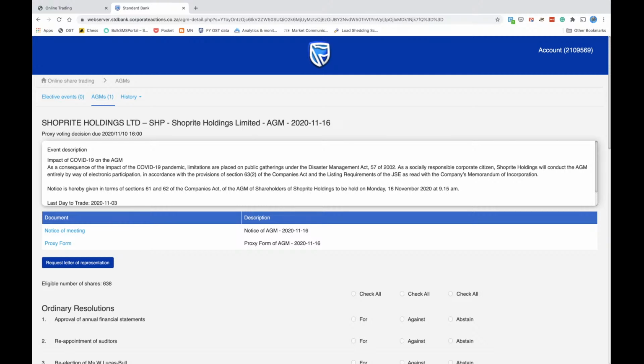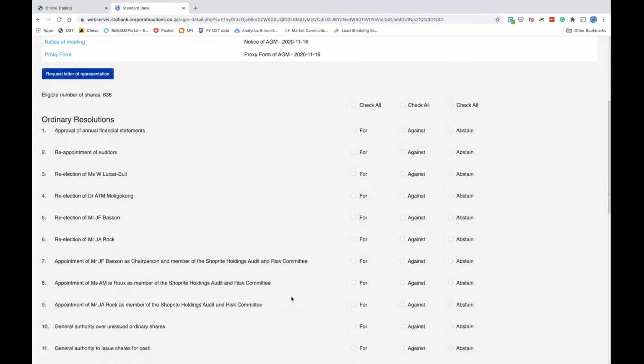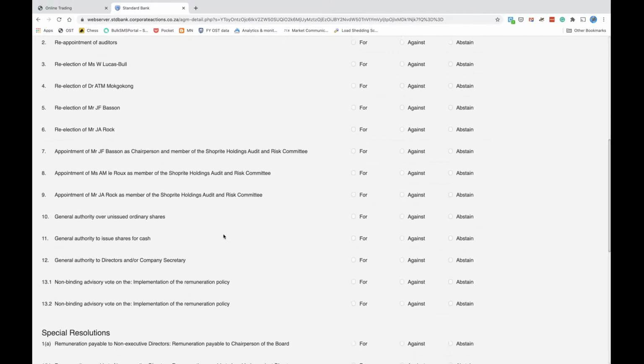So this is now the AGM. The meeting will be held on the 16th, and online share trading typically wants those in beforehand. Now, it tells you how many shares you've got. Also, you can check all for, against, or abstain, and it's going to be all the different questions that get asked. So, approval of the annual financial statements, reappointment of directors, reappointment of auditors, re-election of the various different directors, and chairperson coming through, etc. So it's all the different categories.